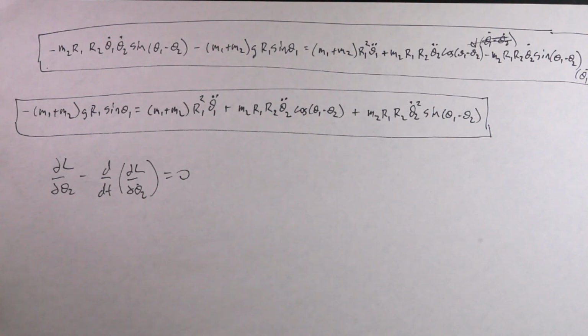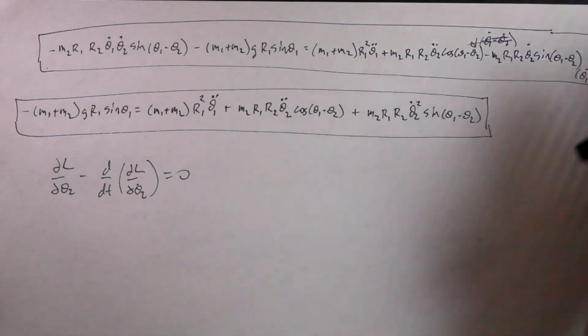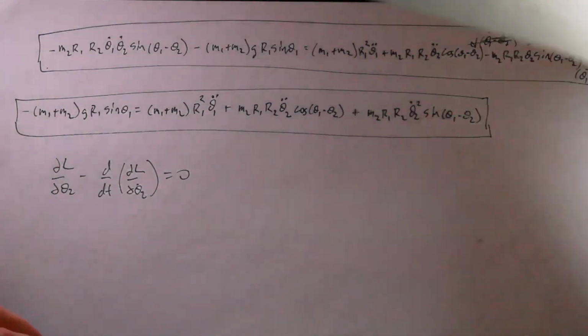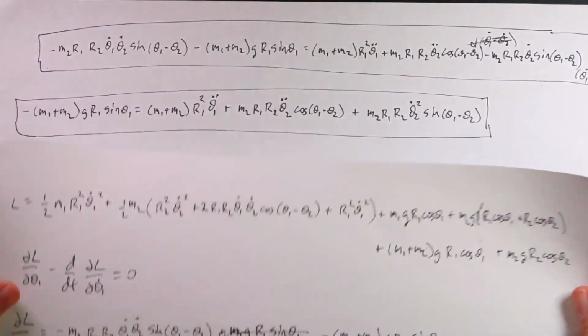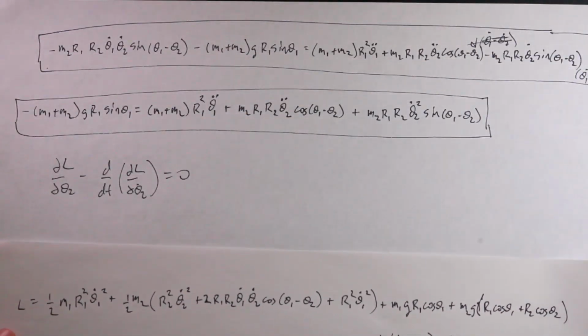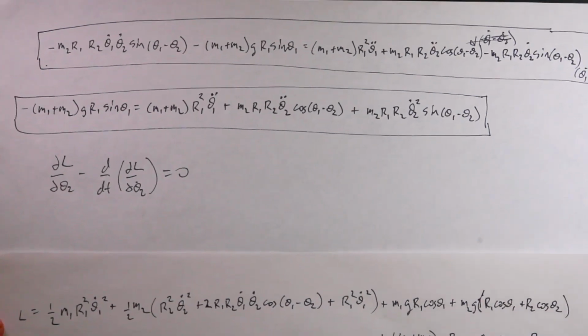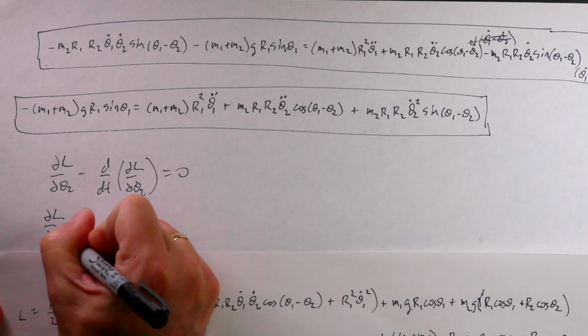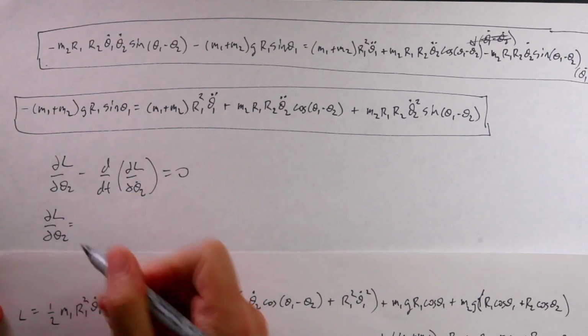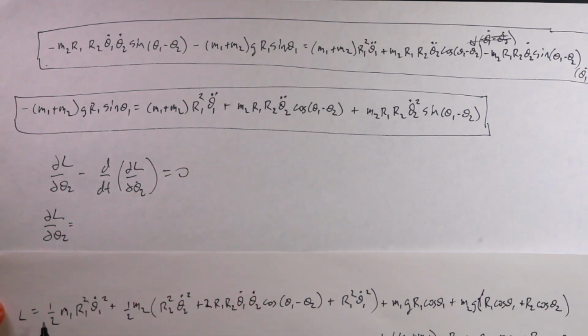So let's do it. I'm going to go back up to my Lagrangian. There's my Lagrangian right there. I'm going to do the partial of L with respect to theta 2 equals. Okay, so now we're just looking for terms that have theta 2 in it. No. And this is a partial.